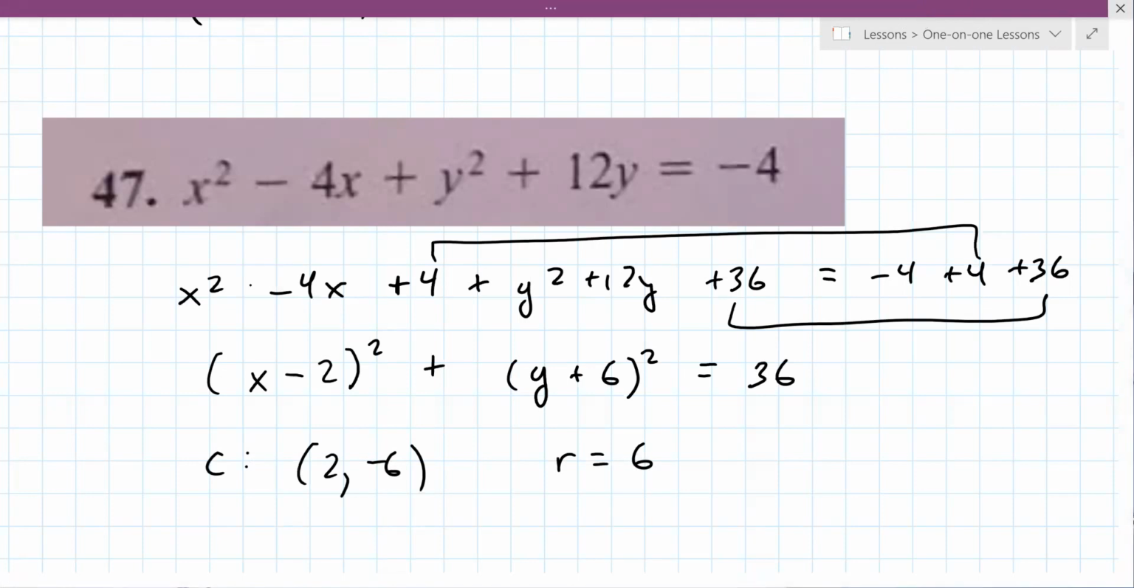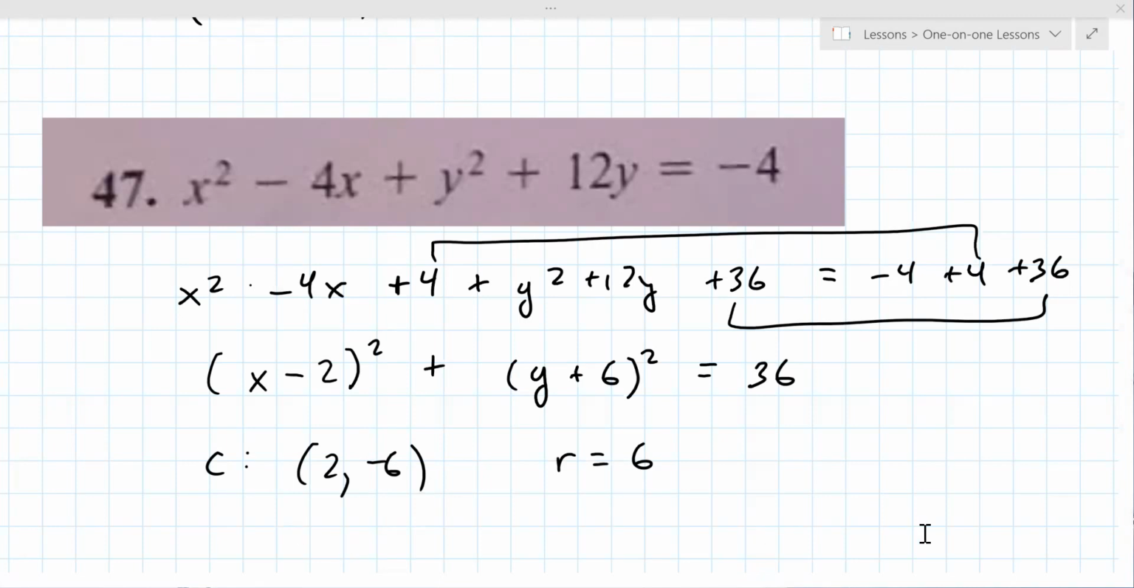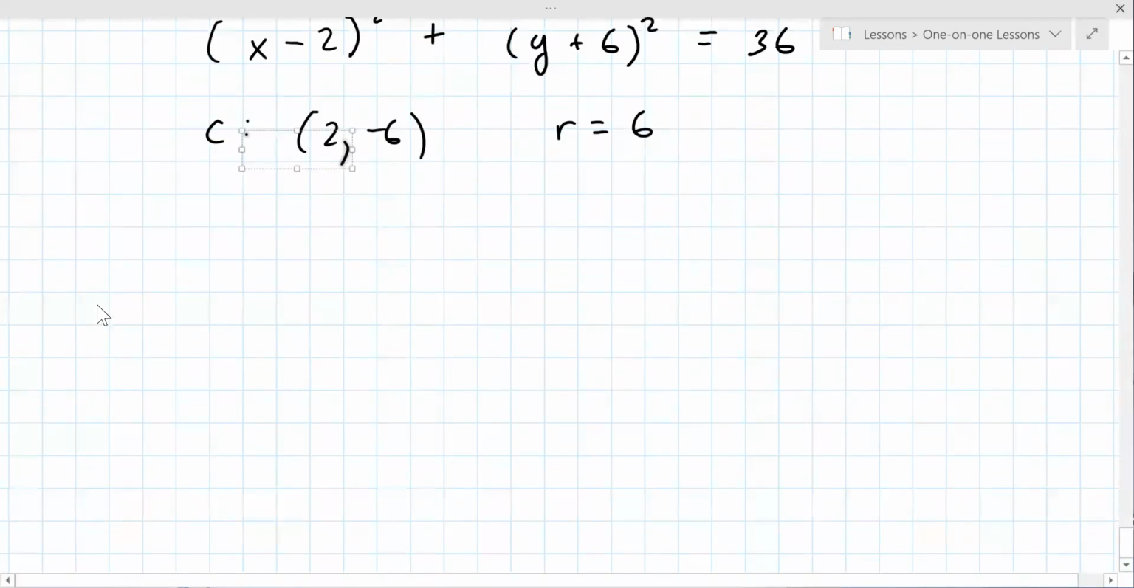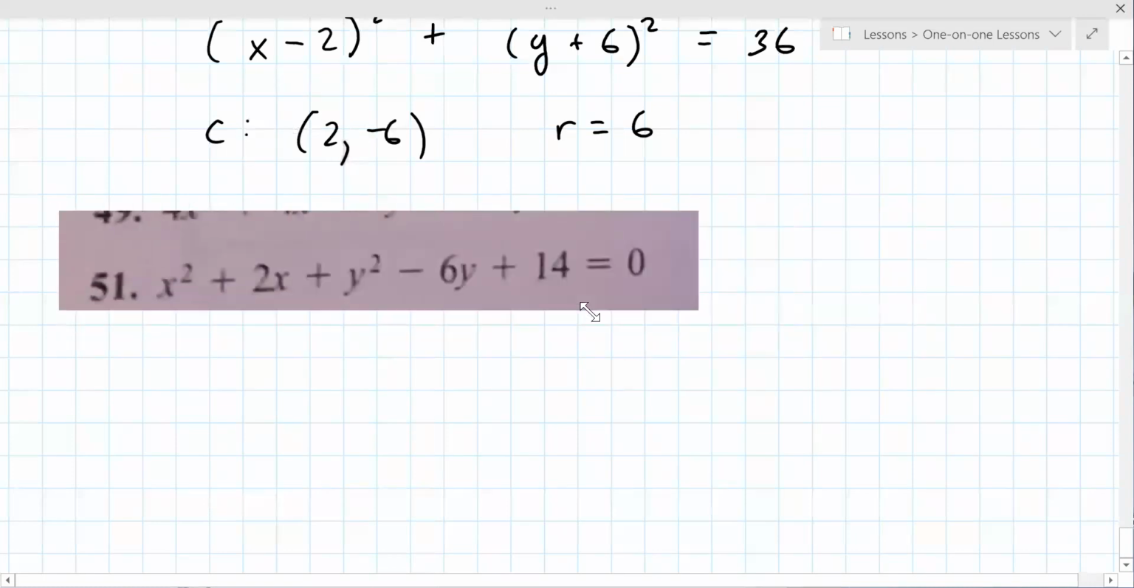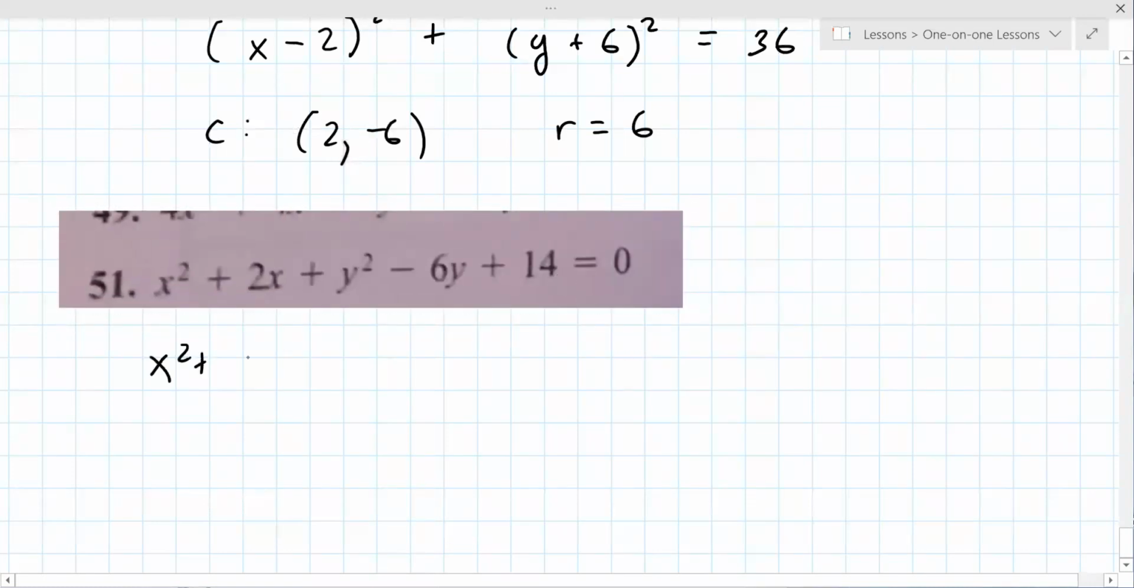Perfect. All right, 51 and 53. So same thing here. You pair the x terms together, and then pair the y terms together, and you move that to the other side. So what goes here? It's (x plus 1) squared.